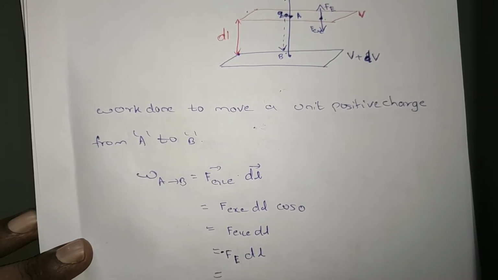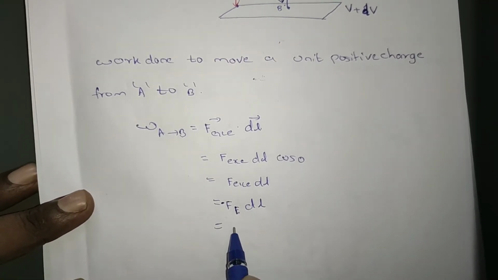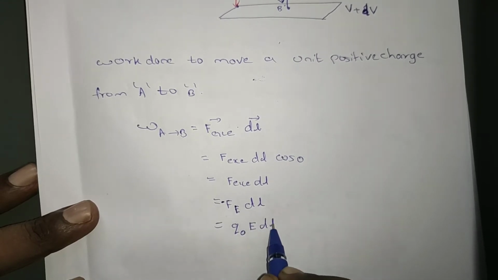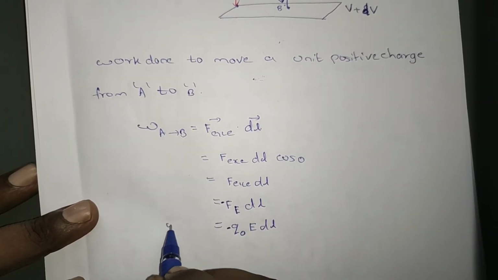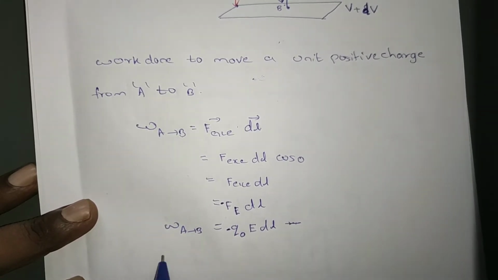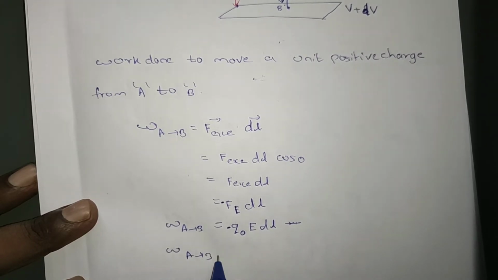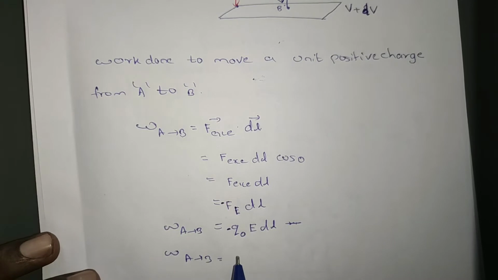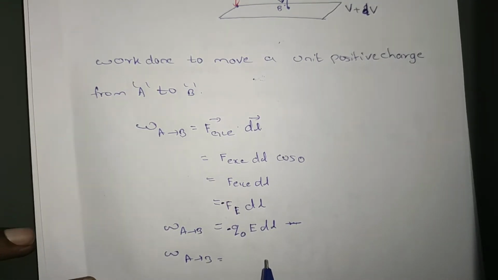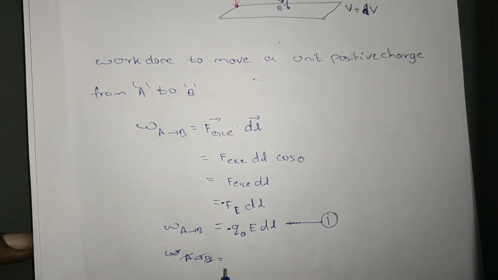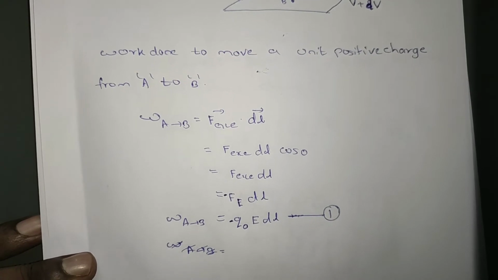What is this FE? FE is equal to the charge we are bringing, Q0, into E into dL, with a minus sign. That is the work done formula from A to B. What is the Q0 value? The Q0 value is 1, so we can take it as 1 here itself. Otherwise, we can cancel it directly in the remaining steps. You take it like this here. I will cancel it in the next step.